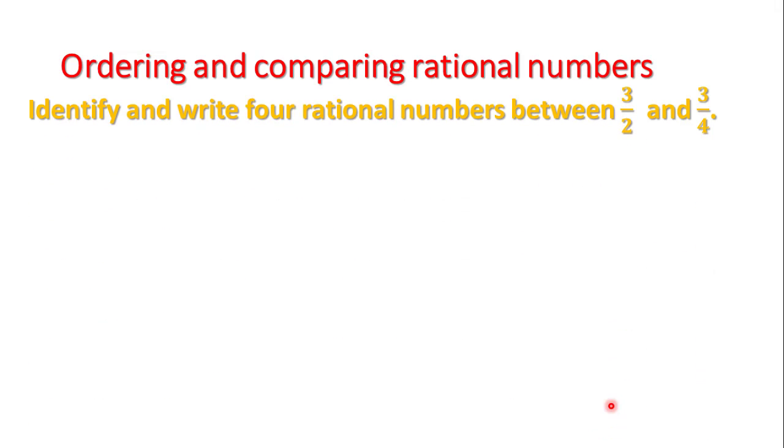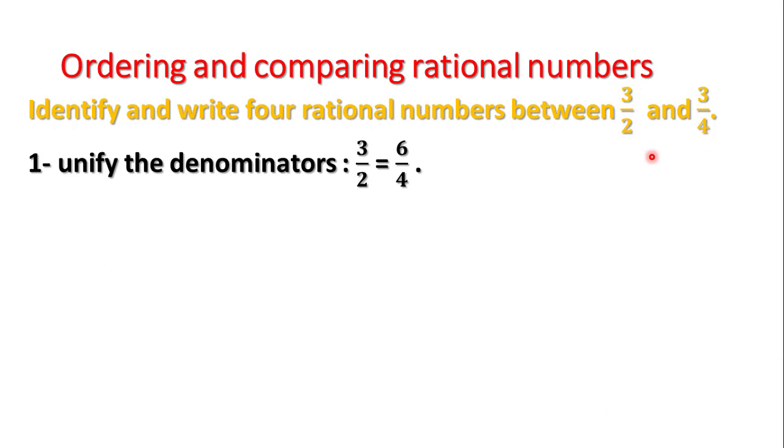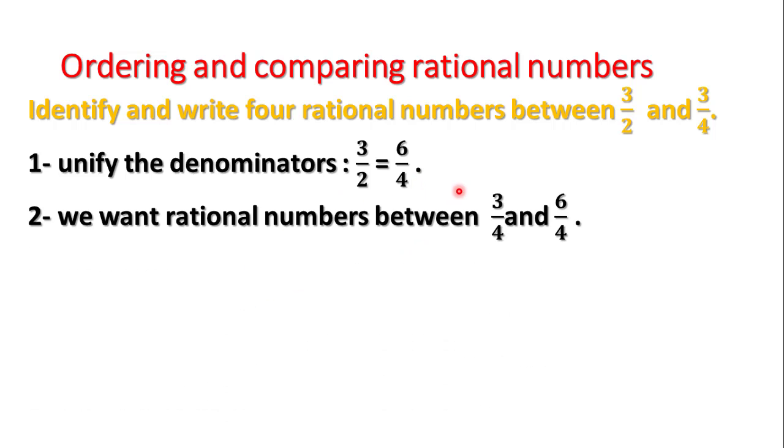Another question. Identify and write 4 rational numbers between 3 over 2 and 3 over 4. The first step is to unify the denominator. Okay, 3 over 2, if I multiply up and down by 2, 6 over 4. So 3 over 2 equals 6 over 4. Okay, now I want 4 rational numbers between 3 over 4 and 6 over 4. I can write 4 over 4, 5 over 4 only.